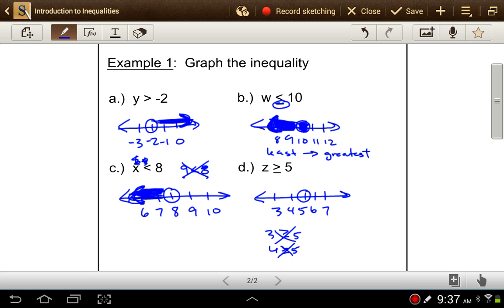Is 5 greater than or equal to 5? Yes, 5 is equal to 5. That's why it's filled in. Is 6 greater than or equal to 5? Yes, 6 is greater than 5. That's why I start shading that way. Is 7 greater than or equal to 5? Yes, that's why I'm shading that way, because they're the ones that make the statement true. 8, 9, and all those are greater than 5, so they would continue. Okay? Alright, if you need to pause, go ahead. Otherwise, I'm moving on to the last example.